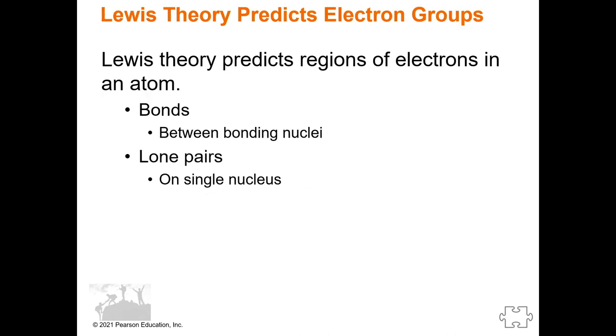After we've drawn our Lewis structure, we're going to have to take a look at how many electron groups there are around the central atom. So this includes the covalent bonds, as well as the lone pairs that are only found on the central atoms.